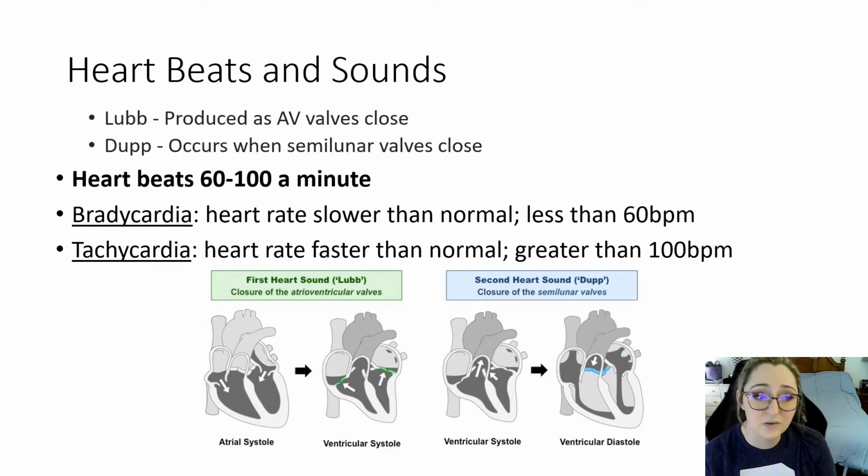Your heart beats around 60 to 100 times a minute. This is when you are more relaxed. When you're sleeping, it's a little bit less, and when you are working out or maybe going up a flight of stairs, it might increase. So you have bradycardia, which is a term that refers to a slower than normal heart rate, so less than 60 beats per minute, or tachycardia, which is a faster heart rate than normal, which is going to be greater than 100 beats per minute.